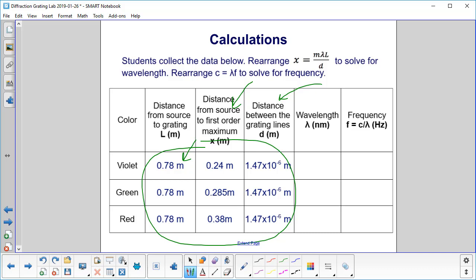Rearrange x, which is equal to m lambda L over d, to solve for wavelength. Then rearrange c equals lambda f to solve for frequency. So go ahead and calculate that out, pause the video, and move on to the next slides to check your answer.